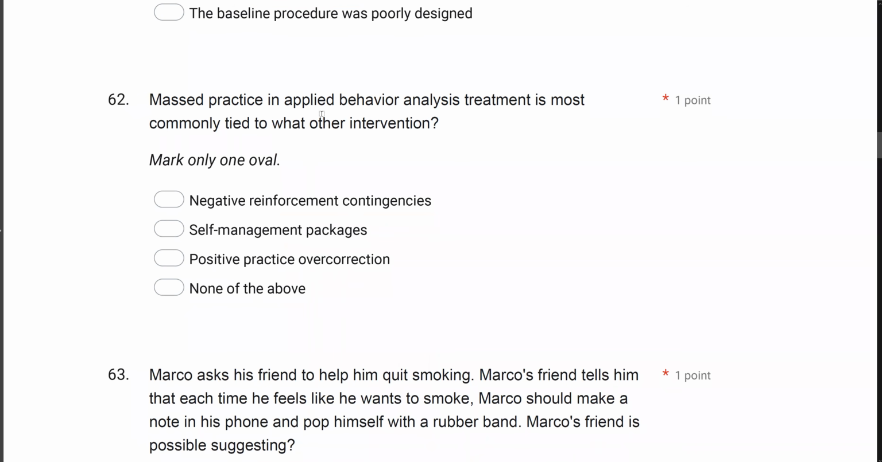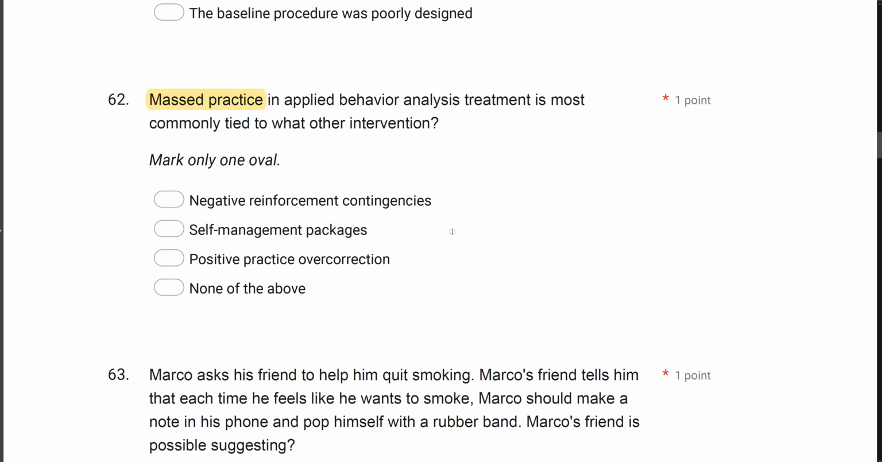62. Massed practice in applied behavior analysis treatment is most commonly tied to what other intervention? Massed practice throws off a lot of people because a lot of times they lump it in with our other punishment contingencies. And what's different about massed practice is where it kind of fits into our ecosystem of treatment. So what makes massed practice different than, let's say, positive and negative practice? Well, there's one key thing. So what is it tied to?